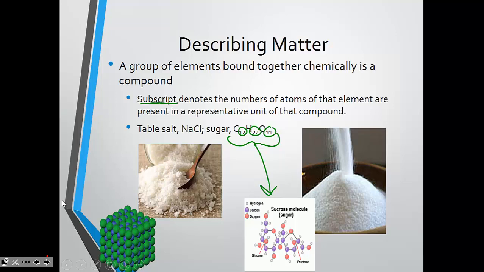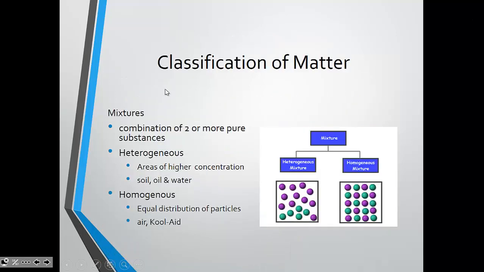Some compounds, molecular compounds, show their formulas as the exact number of each atom present, while other compounds simply show the simplest ratio of one atom to another. We will discuss the difference between these two in future units. If in a sample you have more than one pure substance, it's known as a mixture.